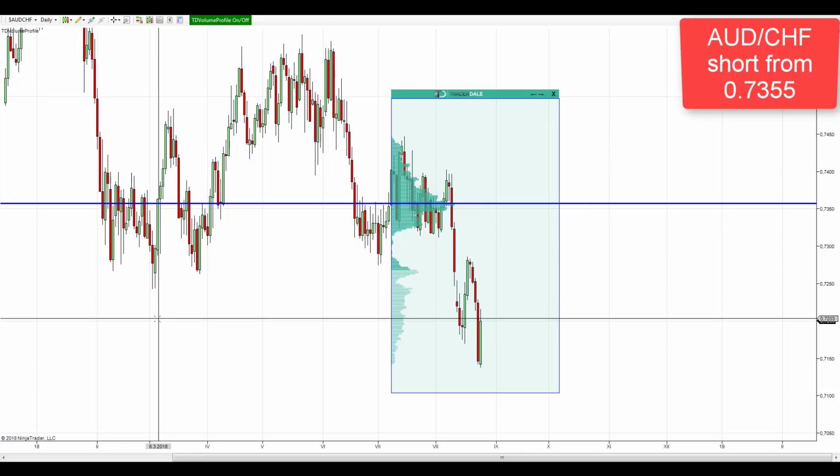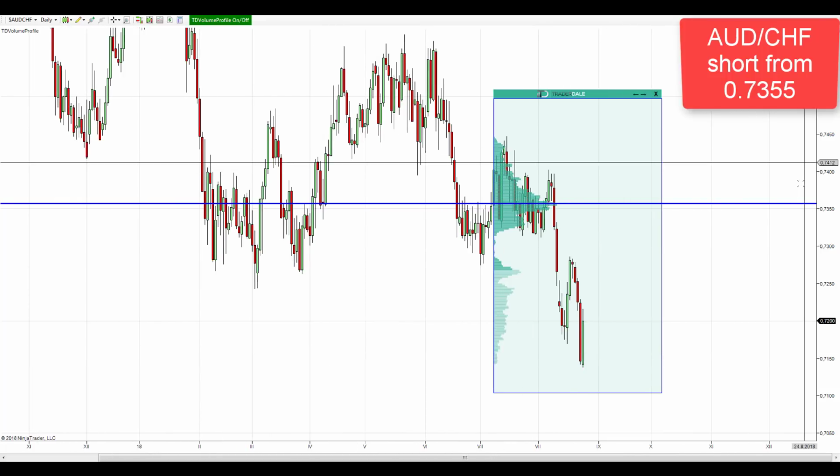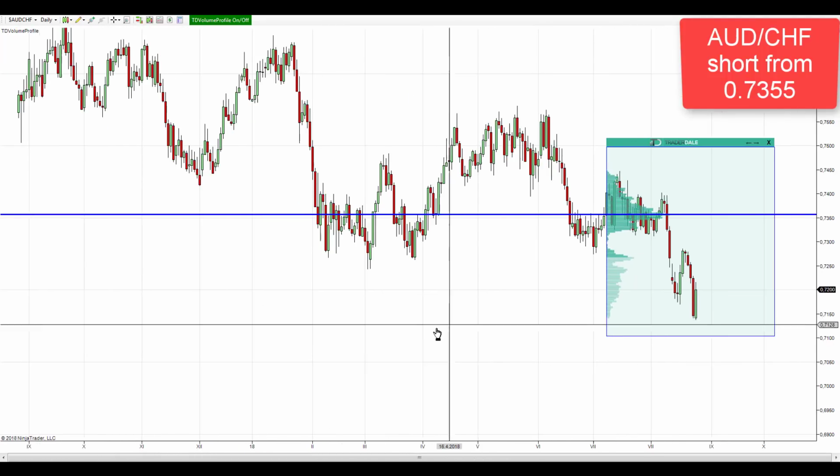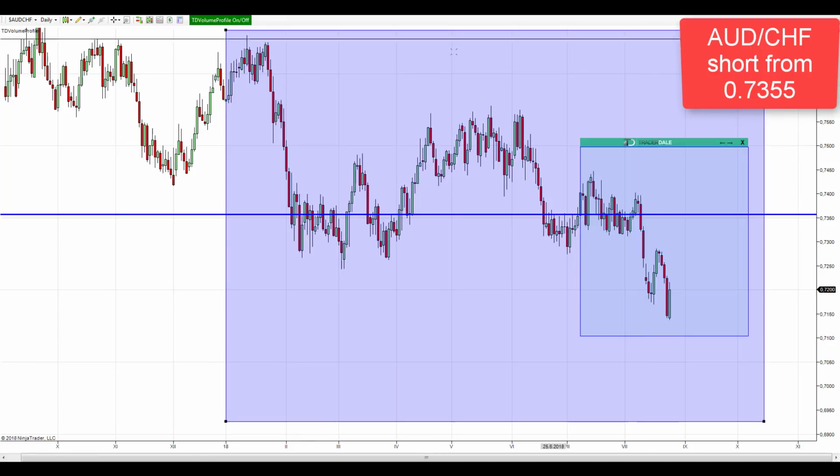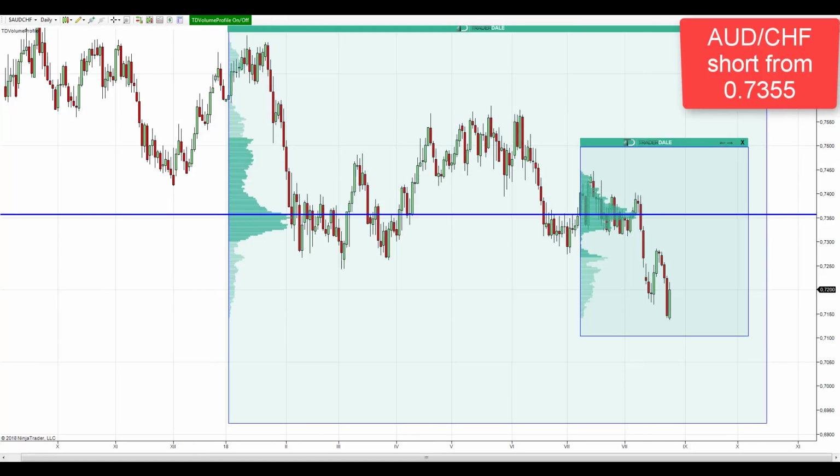There's also another confirmation of this level, and the confirmation is a yearly point of control. If I use a cumulative profile for the whole year, you can see that those volumes, the heaviest volumes of the year, are exactly at our short level. This means that this level is very significant even from the yearly point of view. So the yearly point of control right there is another confirmation of the level I'll be going short from.